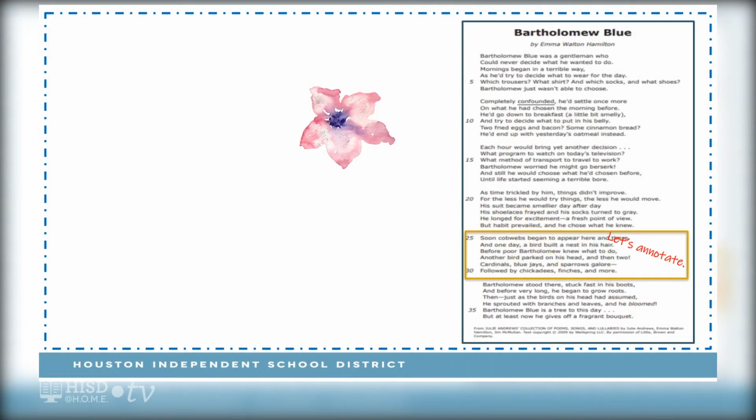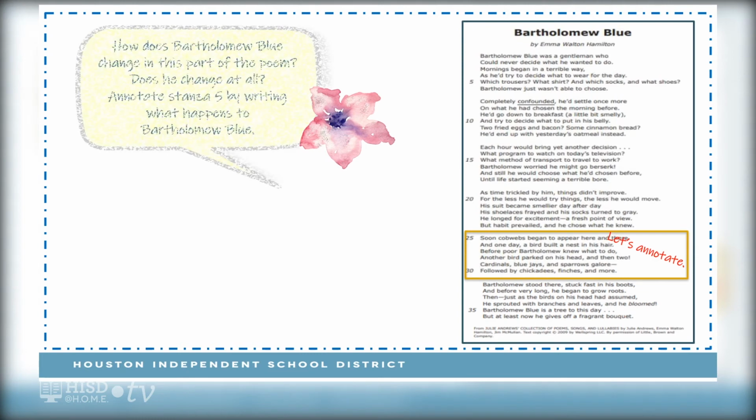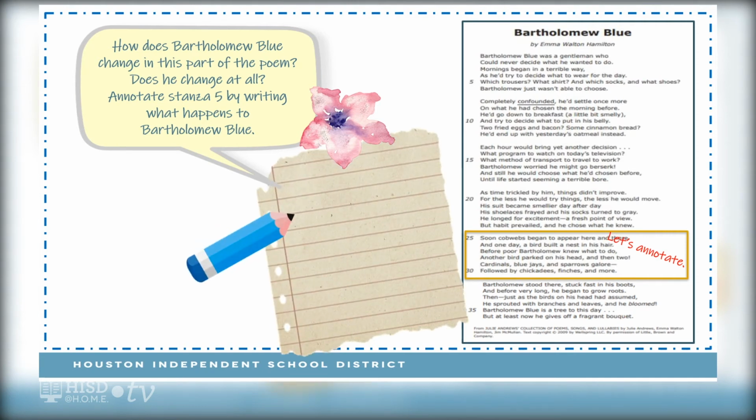Let's annotate stanza 5. How does Bartholomew Blue change in this part of the poem? Does he change at all? Annotate stanza 5 by writing what happens to Bartholomew Blue. Take out your pencil and paper and start writing.